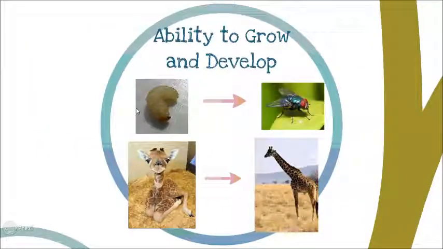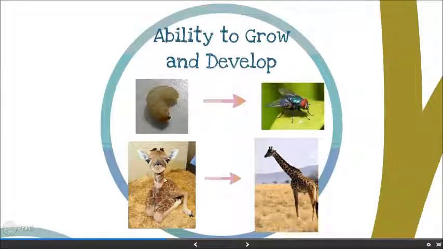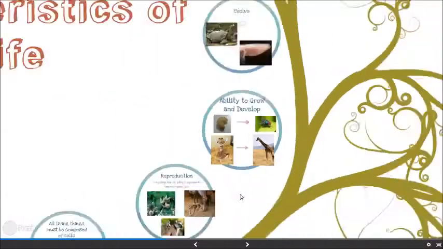Next, all organisms need the ability to both grow and develop. Growth is just getting larger, and developing is changing in shape or form. So this fly, or this maggot here, turns into this fly. That would be developing. And this giraffe, this small, and he's cute and little, turns into this big giraffe here, which is mostly just growth in size. He is pretty cute.